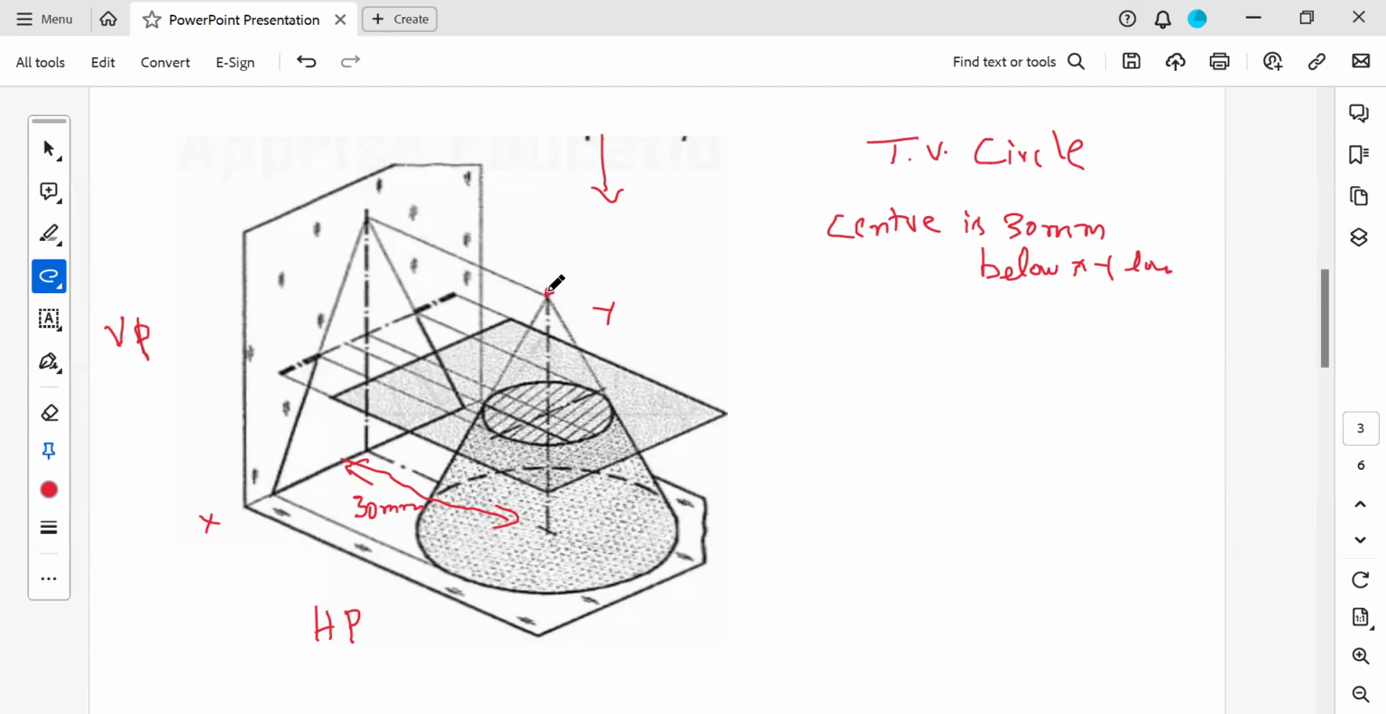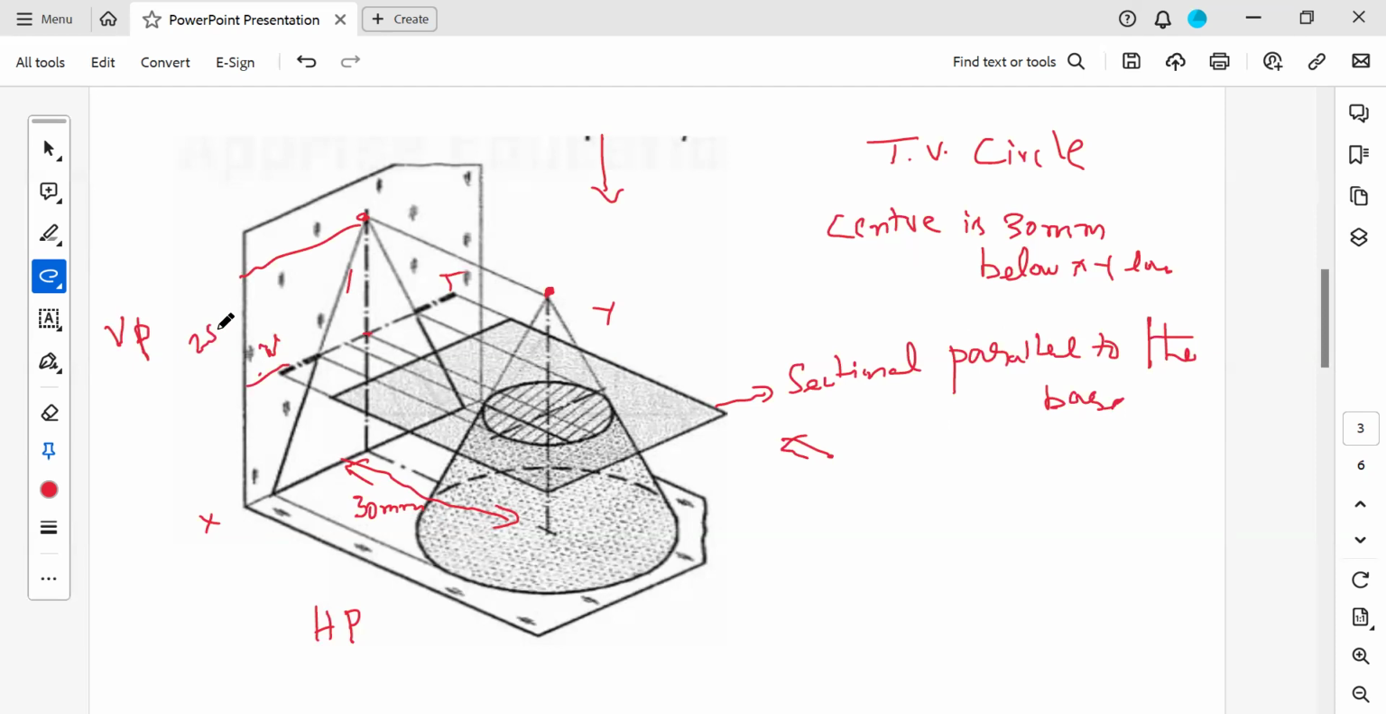Next thing is this is called the apex. So from the apex you measure 25 mm. There one sectional plane will be there parallel to the base. So this is a sectional plane parallel to the base. This is a sectional plane parallel to the base. So while seeing from the front it will be visible as a vertical trace. So this will be the apex. From the apex, this distance is 25 mm. It is given in the data.